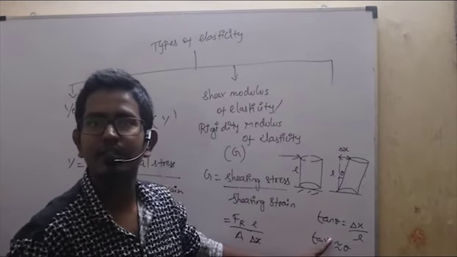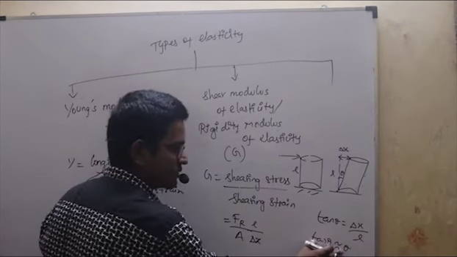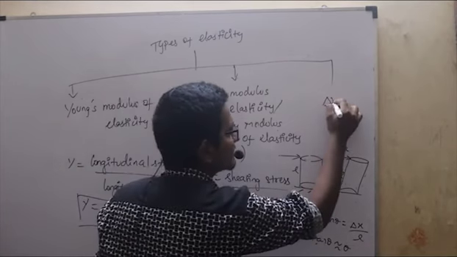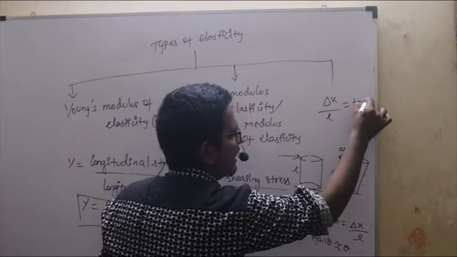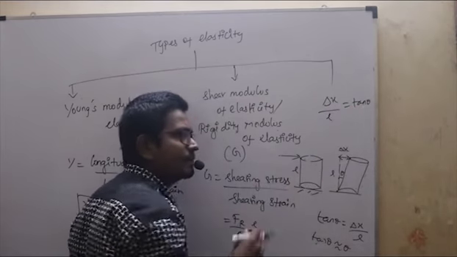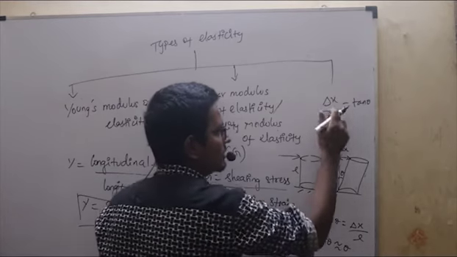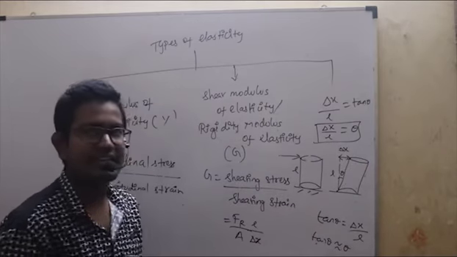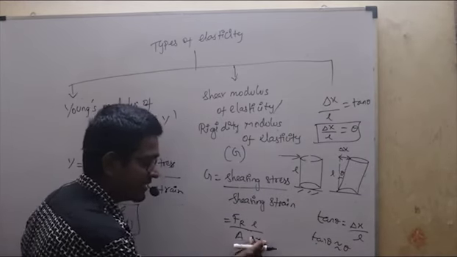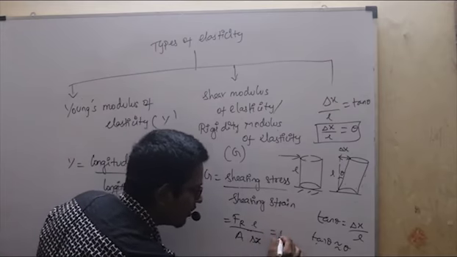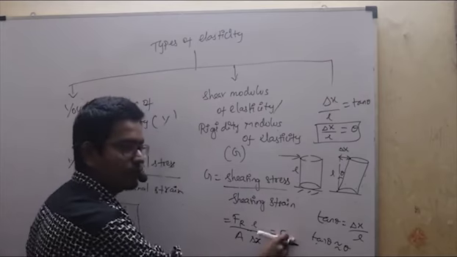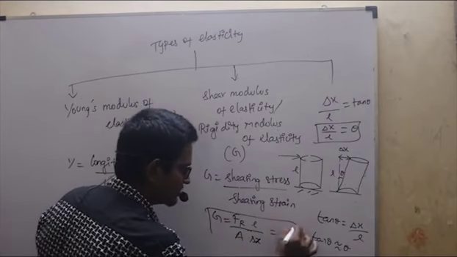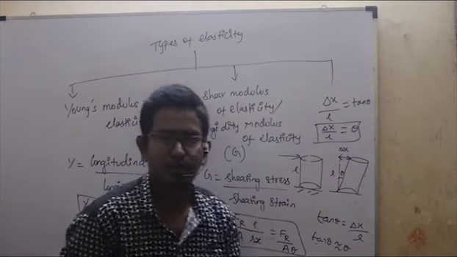Tan theta is equivalent to theta. As tan theta is equivalent to theta, del x upon L is equivalent to theta. That means del x upon L is equal to tan theta. As tan theta is equivalent to theta whenever theta is very small, we can write del x upon L as theta. So instead of del x upon L, I can write Fr by A, that is, the restoring force upon unit area of cross section, into theta, and it will be known as shearing stress, or you can say rigidity modulus of elasticity.